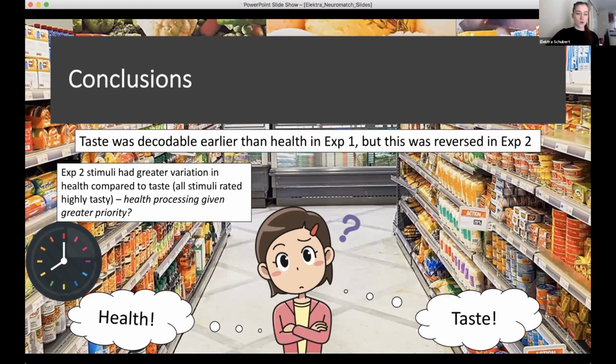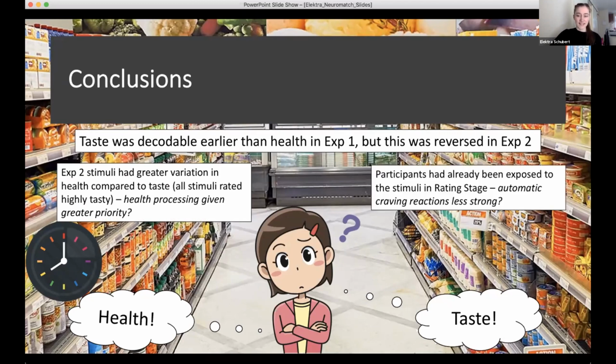So it might be that because they saw all the images as being a similar taste level, they gave health processing greater priority. Another possibility is that because participants had already been exposed to the stimuli in the rating stage, their automatic craving reactions, which reflect taste value, may not have been as strong by the time they got to the decision phase. Whereas in experiment 1, they were viewing all of the stimuli for the first time.